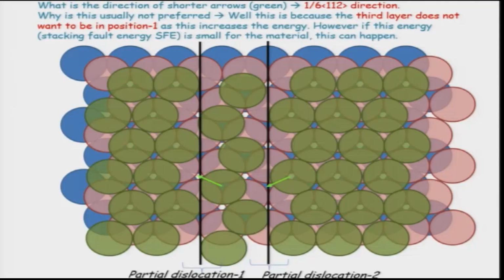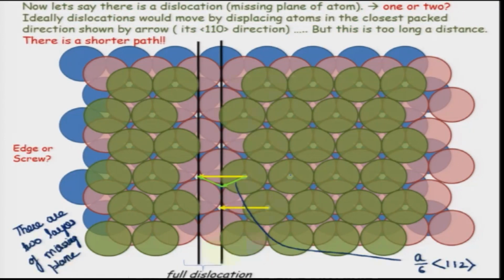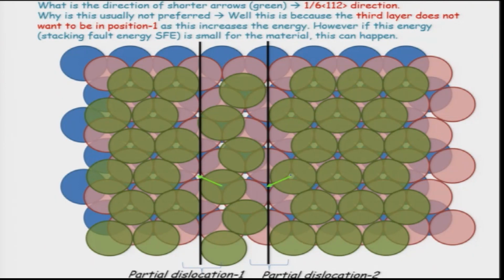So, the only resistance to forming these partials would be the stacking fault energy, and we will see that in more detail. So, we have this full dislocation over here, and we have moved just one layer of atoms. What you see is that the two lines that we drew can now be separated into two parts. One is to the left of this extra layer, and the other is to the right of this extra layer.